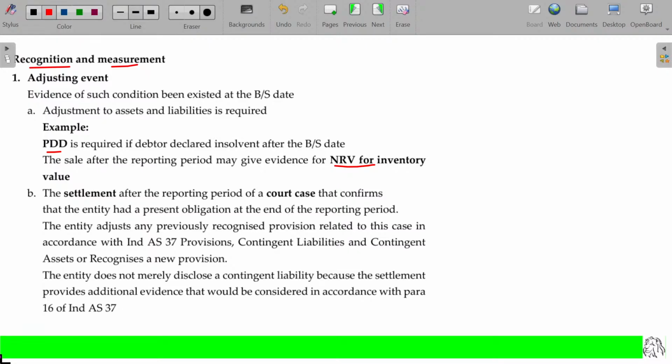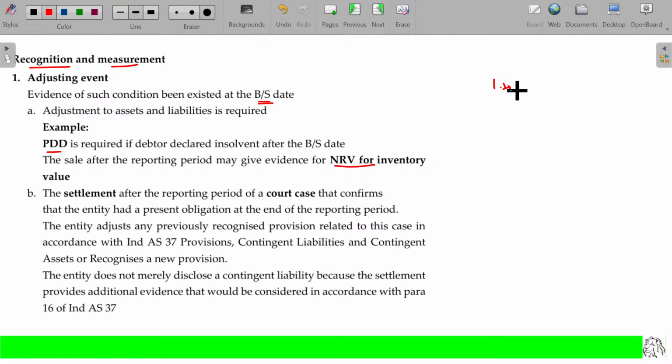So we have the stock value being 1 lakh as per my cost of purchase. Because of a recession in the market by the month of June, I came to know the value will be decreasing. Then I have to adjust the price. Evidence of such condition existed at the balance sheet date.